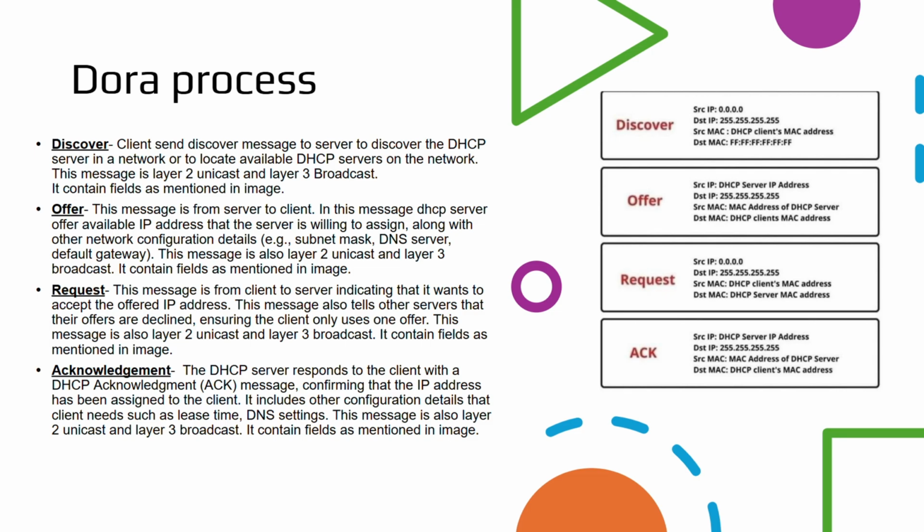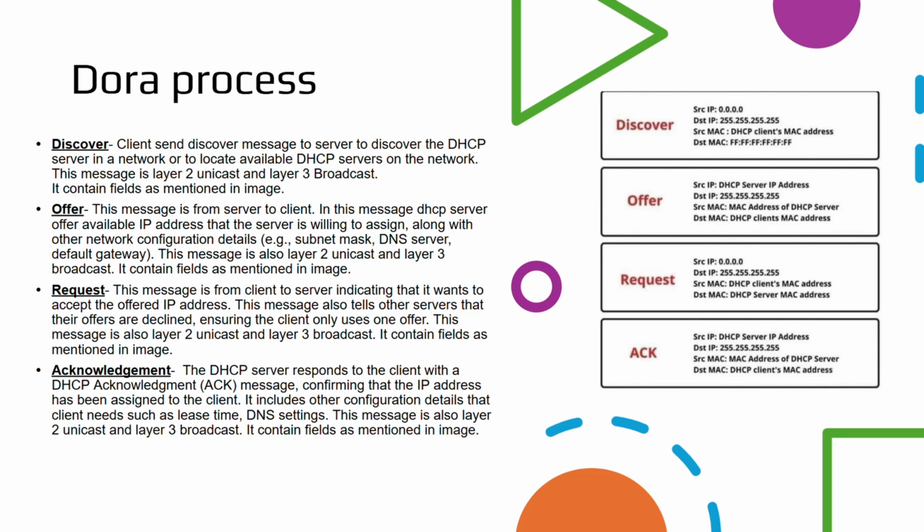This message is layer 2 unicast and layer 3 broadcast, and it contains fields such as source IP 0.0.0.0 because the client doesn't have any assigned IP address. Then destination IP as broadcast IP 255.255.255.255, source MAC the DHCP client's MAC address, destination MAC FF:FF:FF:FF:FF:FF. Then the server sends an offer message to the client.